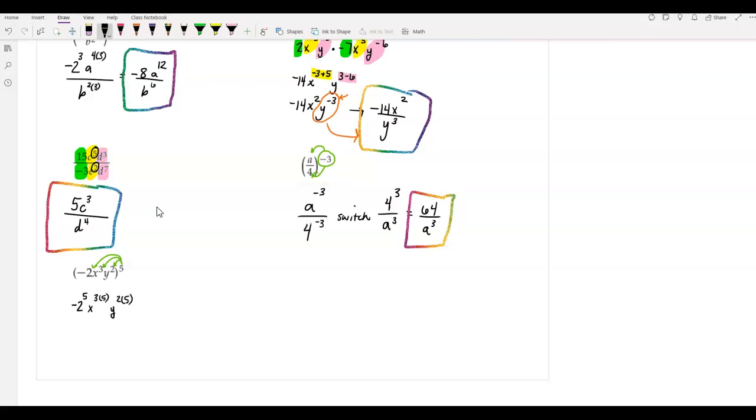So now, in our calculator, we're first going to do negative 2 to the 5th, which gets us negative 32. Next, we're going to do 3 times 5, which gets us that 15. And lastly, we're going to do 2 times 5, which gets us 10. And there, my friends, is the last answer of this set of notes.